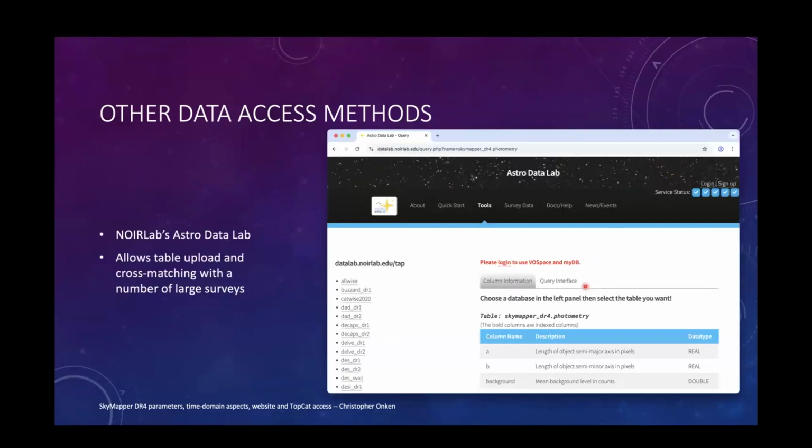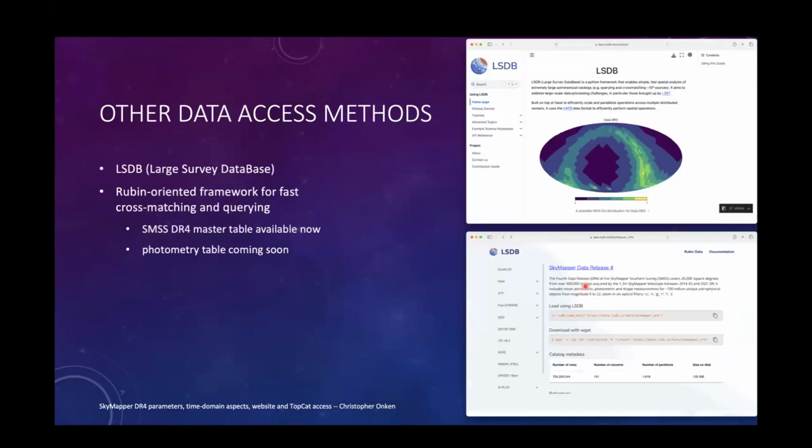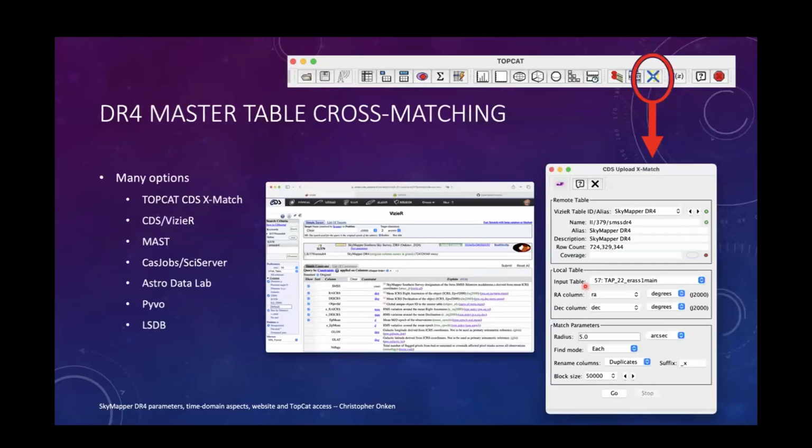The photometry table is available through the Astro Data Lab if you want to be able to upload your own large tables and cross-match across the variety of large tables that they have in their database. We've just recently been sharing the photometry table with LSDB, which is a sort of Rubin-oriented system that is developing new data formats and new ways of storing data to be able to quickly cross-match between catalogs.